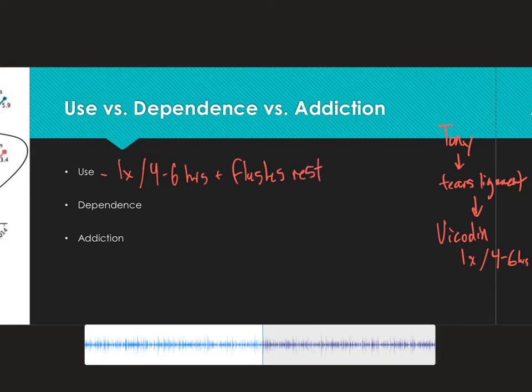Tony eventually becomes completely healed, only using 24 of the 30 pills prescribed. Since Vicodin is on the FDA's flush list, he flushes the extra 6 left over. Dependence would be Tony starting with following proper instruction, but believing he's building a tolerance.